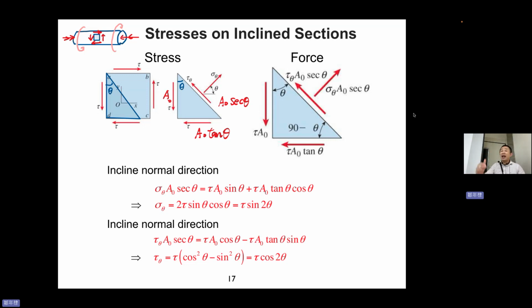So we have different cross-section areas, and then we need to multiply their stress and it becomes force, and then we can balance. Please don't say stress balance. No, no, no. Force balance. You need to multiply by their area and then you can do the balance. So here, sigma theta A0 sec theta, A0 sec theta with tau theta. And this one and that one multiplied by tau A0 and tau A0 tan theta. But because we need to balance in the same direction, we need to do that.